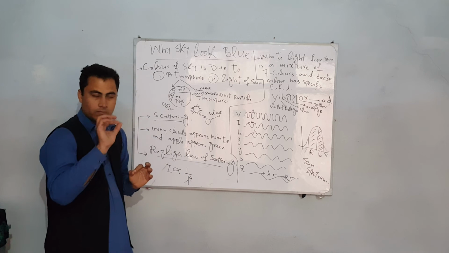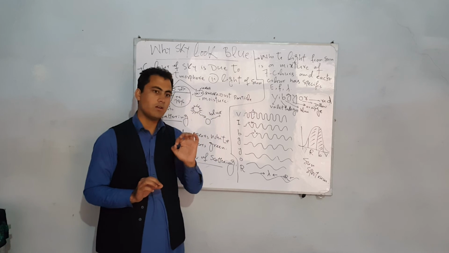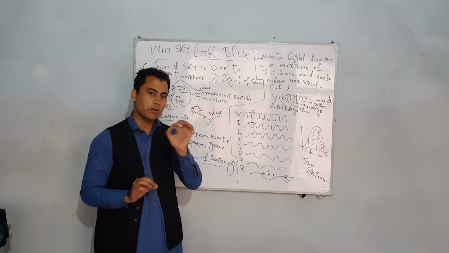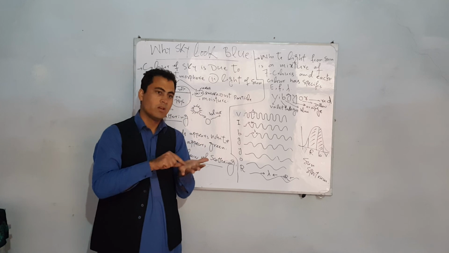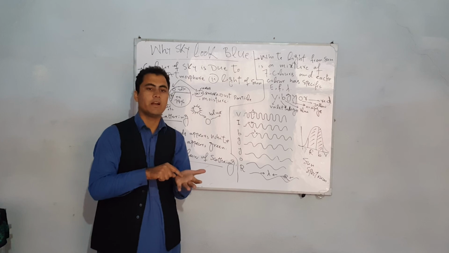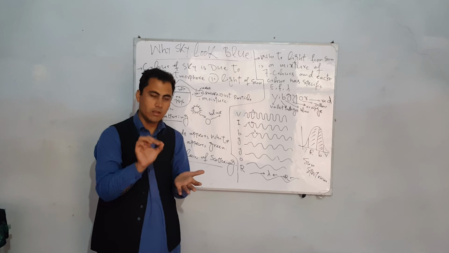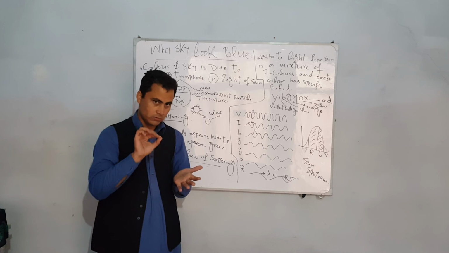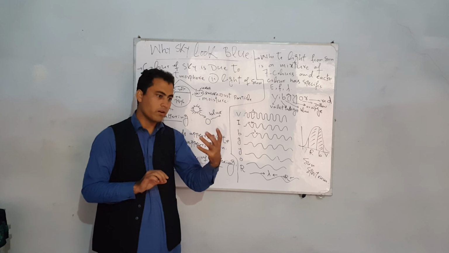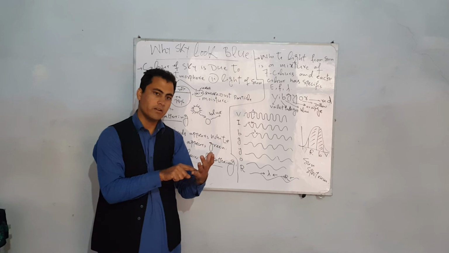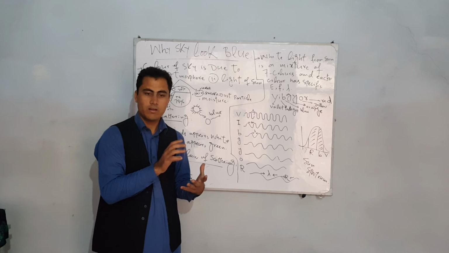Similarly, the leaves of plants appear green, because when light strikes the leaves of the plant, they absorb all types of color and only scatter the green light. So when only green light is scattered and the rest of the colors are absorbed, as a result the leaves of the plant appear green. And an apple appears red. Why does it appear red? Because it only scatters red light and absorbs the rest of the light. That's why an apple appears red.